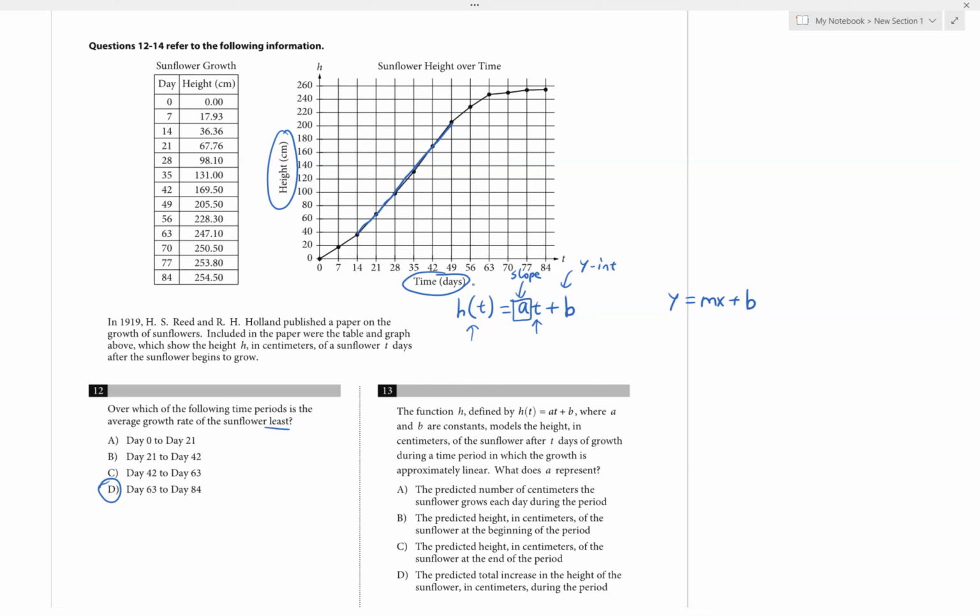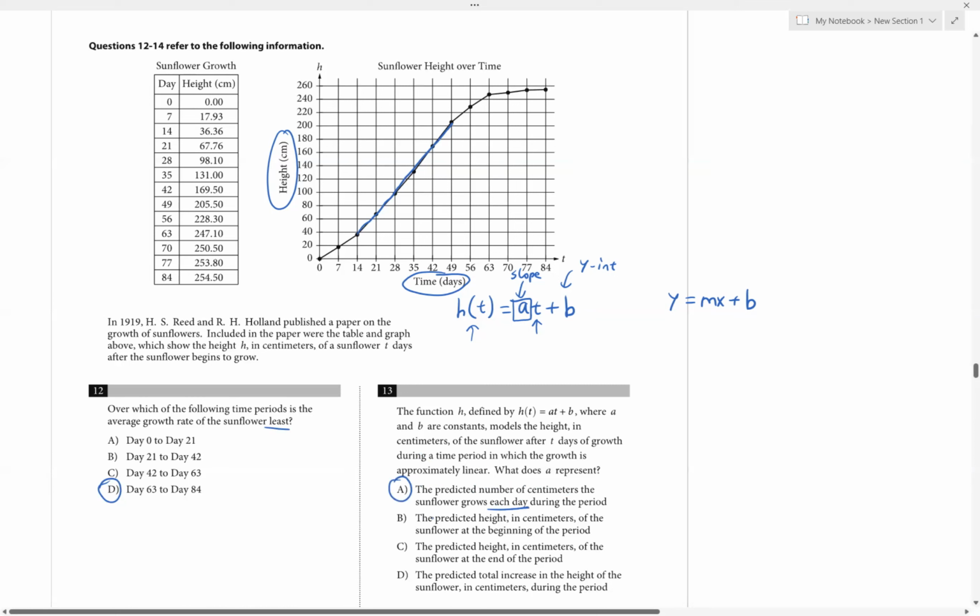Okay, with that in mind, we can go through the answer choices. A says the predicted number of centimeters the sunflower grows each day during the period. Well, that's what we just said, right? For each additional day, how much does the sunflower grow? That's a rate of change, and that will be our slope. So it sounds like A should be correct.